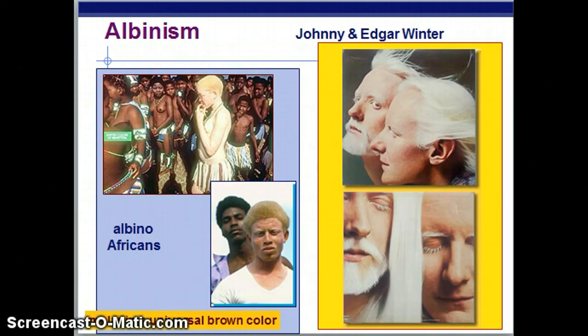Another example of this is albinism. So the albino gene is basically just the absence of color. And color in humans is controlled by melanin. Melanin is basically the tint of skin. It is what causes you to be more brown or less brown. And melanin is also why you get tan in the summer.